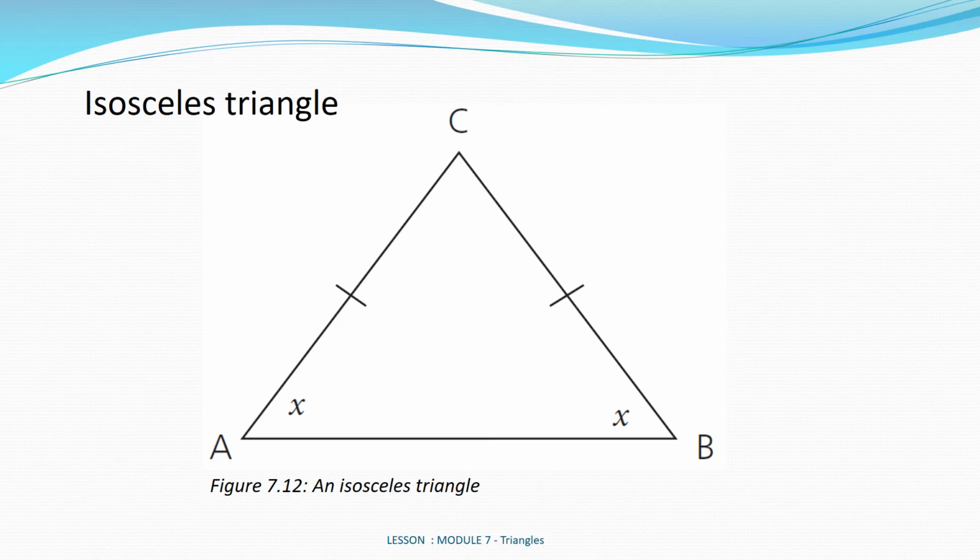Another triangle that we speak about is an isosceles triangle. When we speak of an isosceles triangle, we're speaking of a triangle that has two lines equal to one another and two base angles equal. If you look at those markings on the corners, it says angle A is the same as angle B, then line AC is the same as line BC.